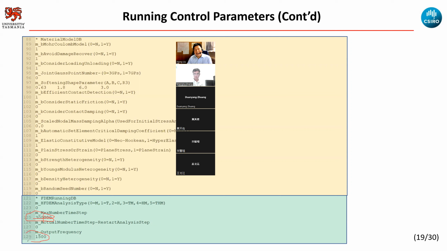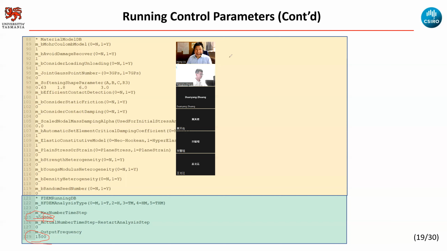Every 1,500 steps, I output one set of data. And for this one, we know that for the BTS, we have a high strength, so we need to calculate more steps.